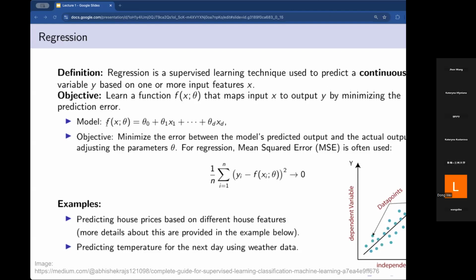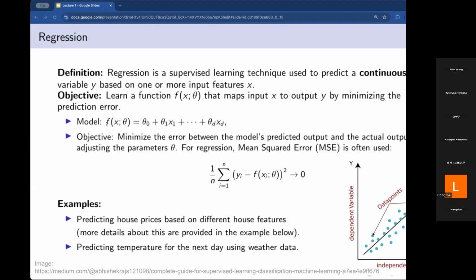Regression is a fundamental supervised learning technique, and its goal is to predict a continuous target variable based on input features. The objective in regression is to learn a function f(x, theta) that maps the input x to the output y by minimizing the prediction error.